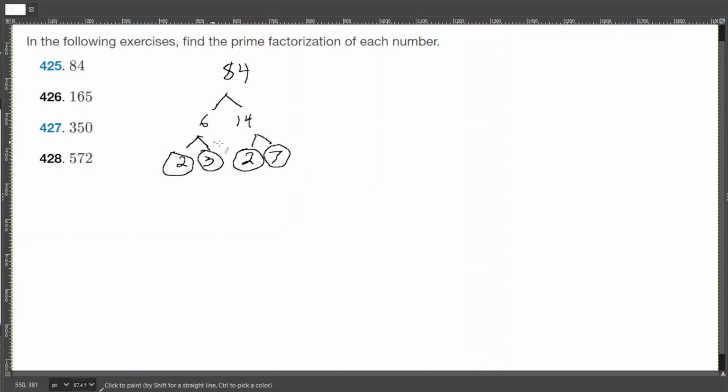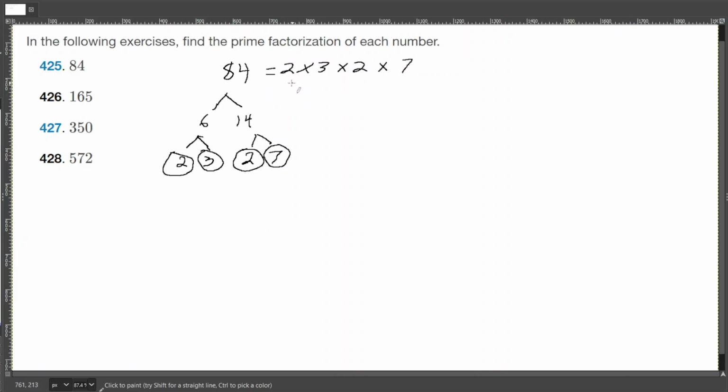Now what does this mean? What do all these little bubbles mean? What's the point of all this? Well, we can use these to simplify fractions later, like I've claimed. We'll get there. I will keep posting videos and I will show y'all. What it does mean for now is 84 is equal to 2 times 3 times 2 times 7.